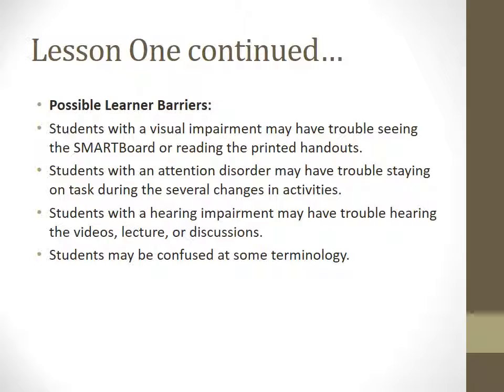So, possible learning barriers. After creating this lesson, I reflected on it and created these, what I think could be possible learning barriers. Students with a visual impairment may have trouble seeing the smartboard or reading the printed handouts. Students with an attention disorder may have trouble staying on task during the several changes in activities. Students with a hearing impairment may have trouble hearing the videos, lecture, or discussion. And students may be confused by some of the government terminology.